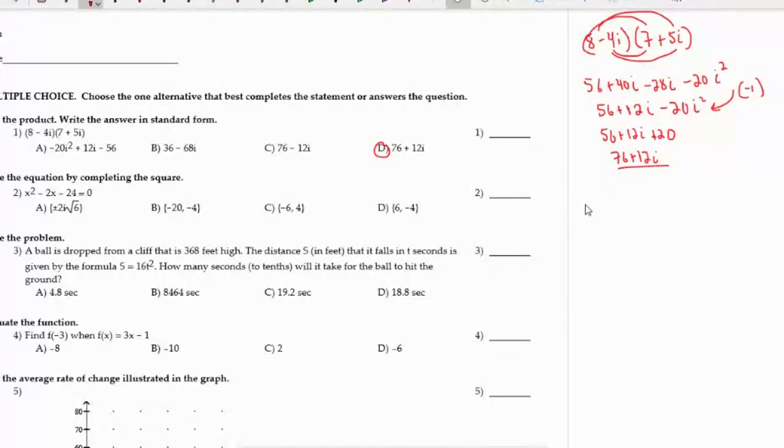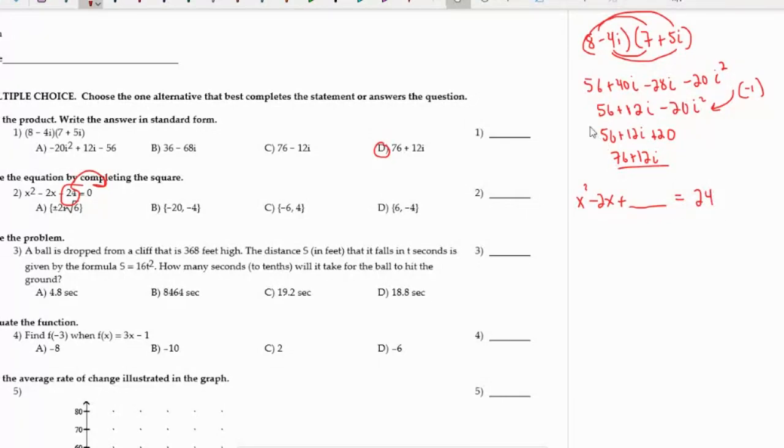Okay. Next one, completing the square. So this is the way I like to do it. I like to move the outside number, this number by itself, to the other side. Okay, and what this is going to do is leave a blank here.